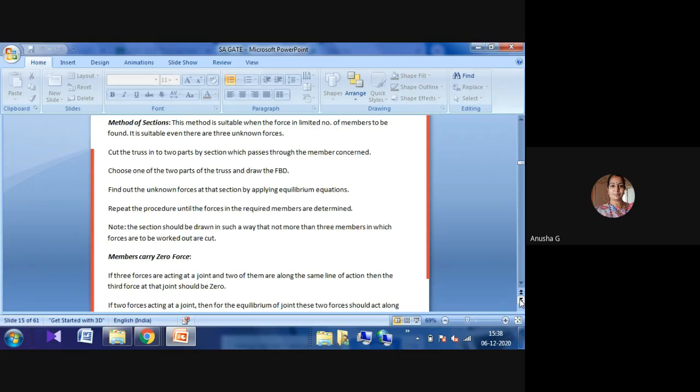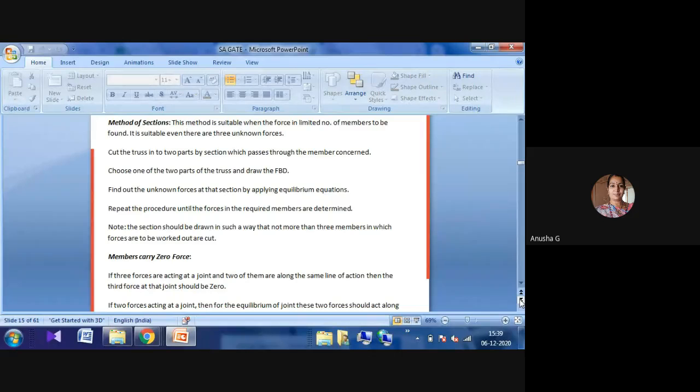Then we have to repeat the same procedure until the forces in the required members are determined. Here we have to note that the section should be drawn in such a way that not more than 3 members, in which the forces are to be worked out, are cut. Suppose you are taking 2 triangles that meet at one point: whenever we cut the section, only 3 members should have unknown forces. That is the second method.